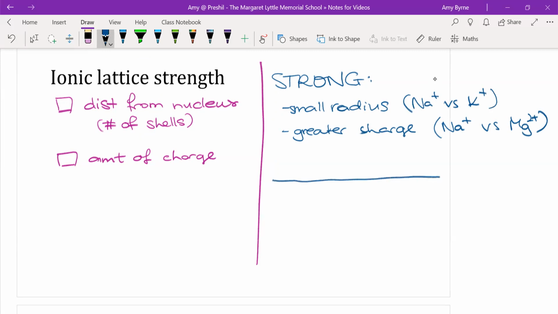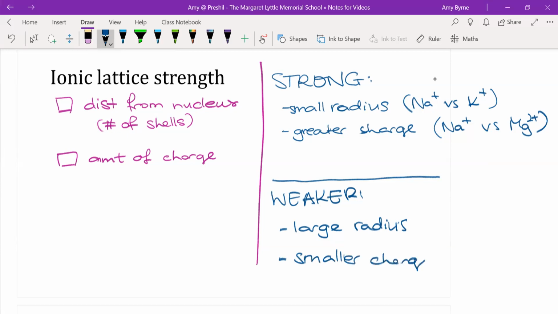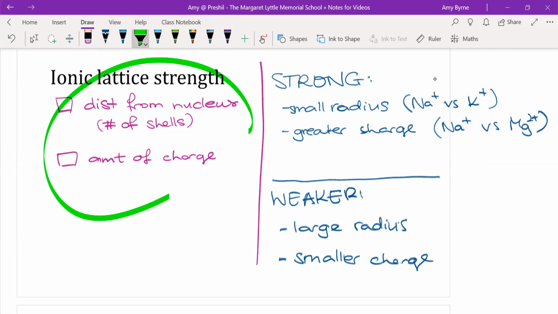If I've got a weaker ionic lattice, I'm talking about a large radius and a smaller charge. So it's all about these same two factors as we've been discussing for a while. It's the distance from the nucleus and the amount of charge on those ions.